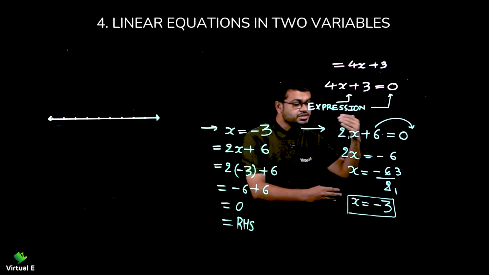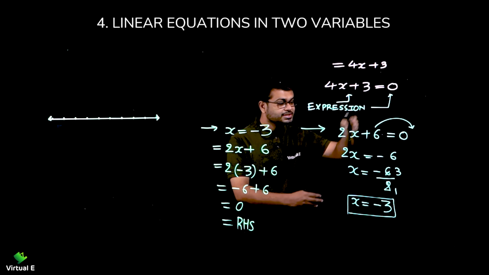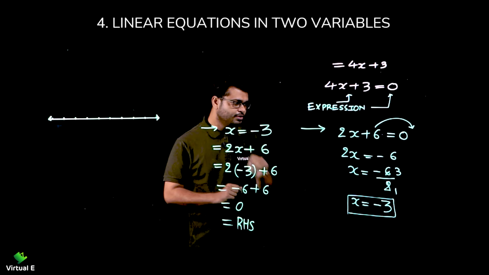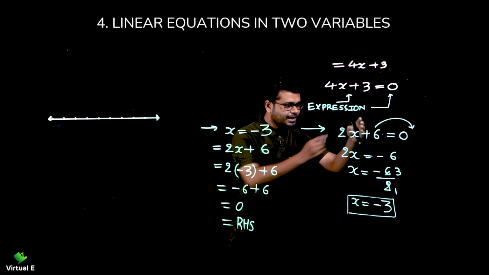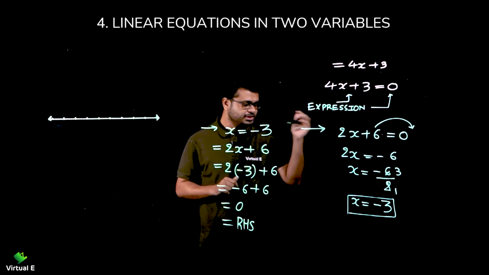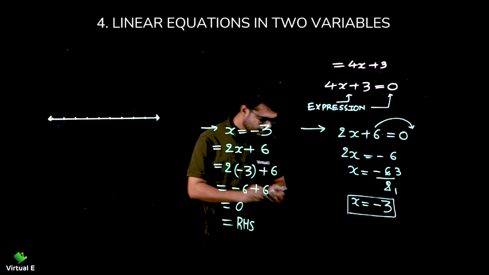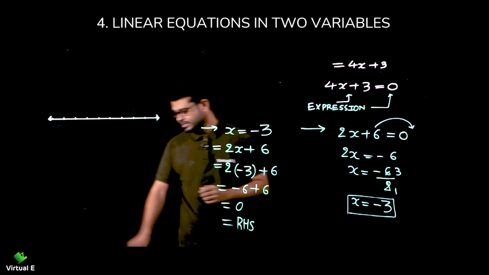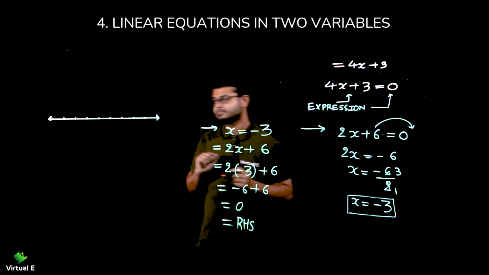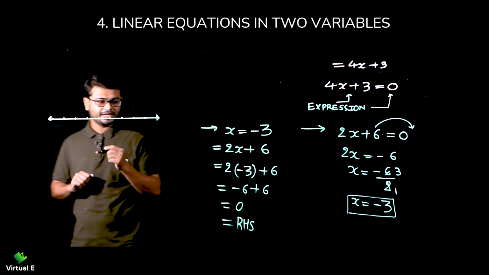When you substitute this solution, you get LHS is equal to RHS, not always equal to 0, right? So this is the meaning. The left hand side and right hand side will be equal, because it is an equation. Now let's present this solution on the number line. x is equal to minus 3, right? So this is the number line I have already prepared.